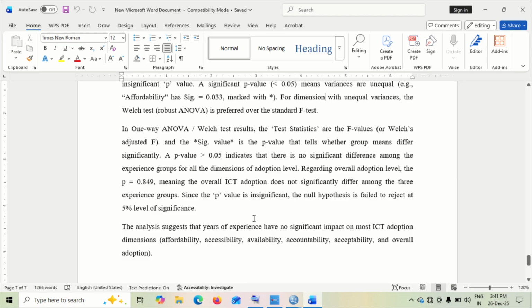The analysis suggests that years of experience have no significant impact on most ICT adoption dimensions: affordability, applicability, accessibility, availability, accountability, acceptability, and overall adoption. This is the style of interpretation we have to give in our research or project work.